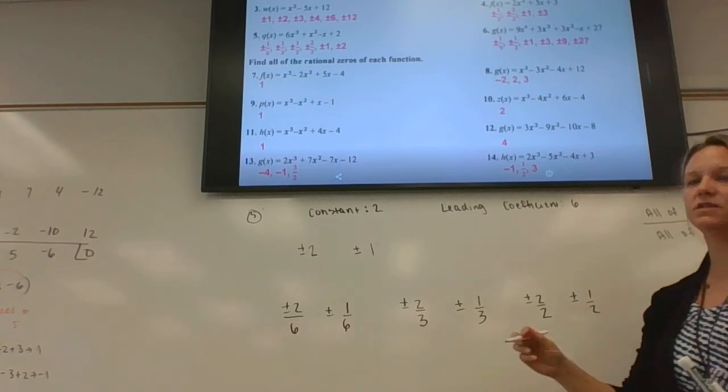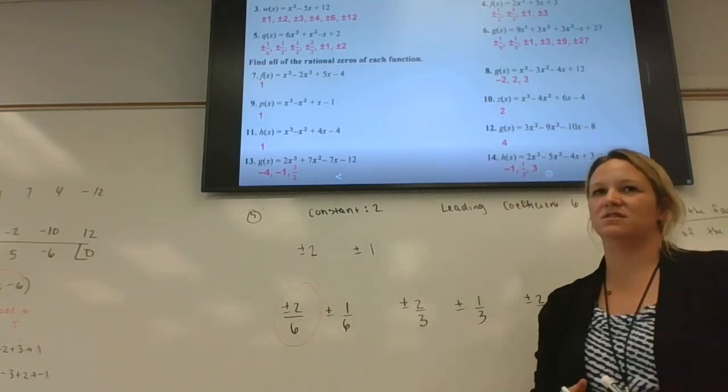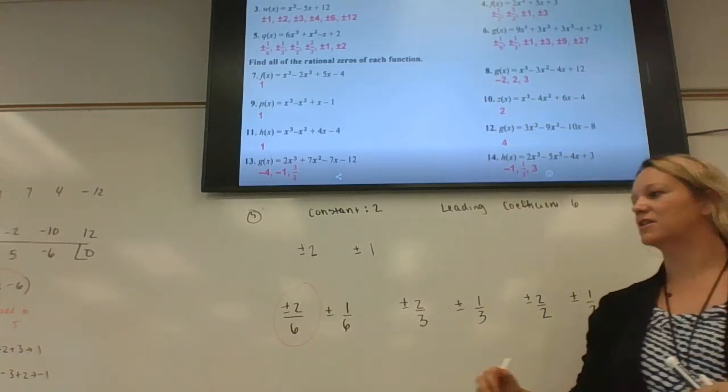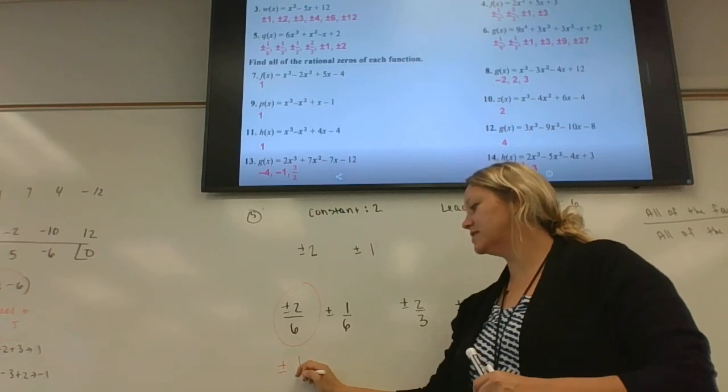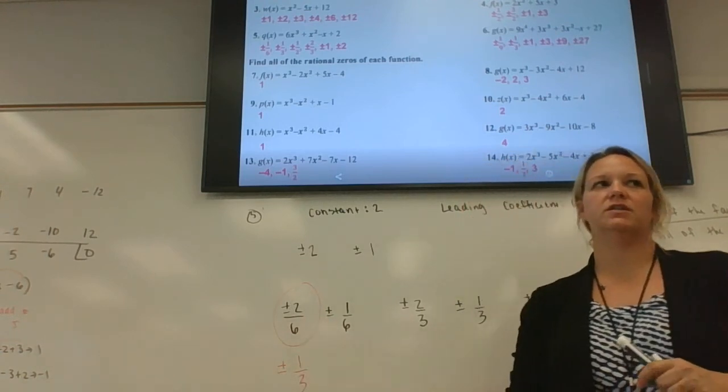So how come we don't see 2 over 6 in the answer list? Because it's just 1/3. They're not going to list 2 over 6. They're going to reduce it as 1/3.